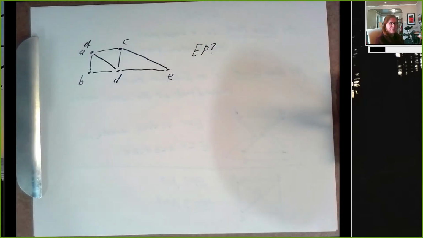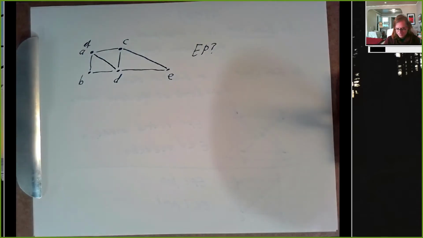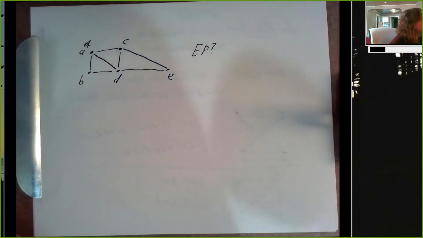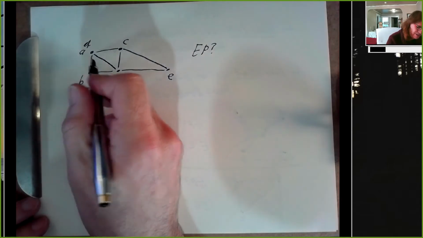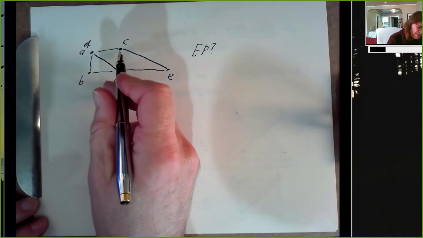All right, is there an Euler path through this? Yeah, what would a path be? A, B, D, C, D, E, C, A, B, D, C.